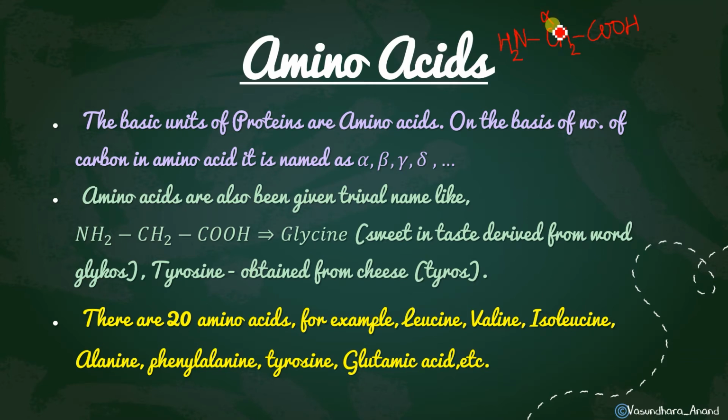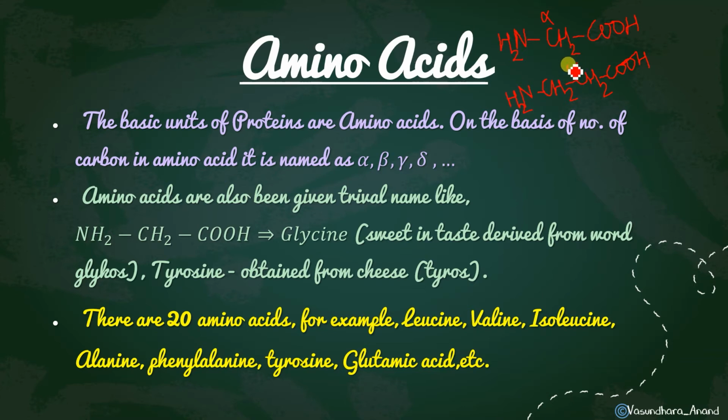Now amino group is attached with the alpha carbon, so that's why we can say that it is alpha amino acid. Got it? Suppose here there was one more C, like CH2, and then CH2, and then COOH, and here NH2. If it is like this, so tell me what it will be. It will be considered as beta, because this one is alpha.